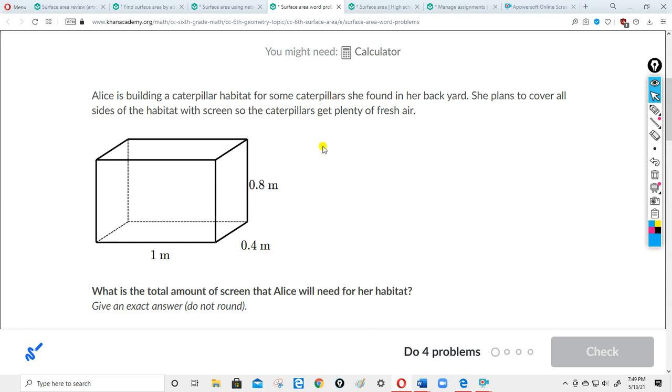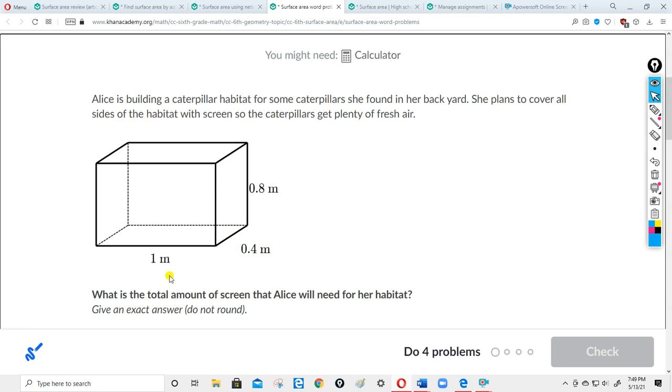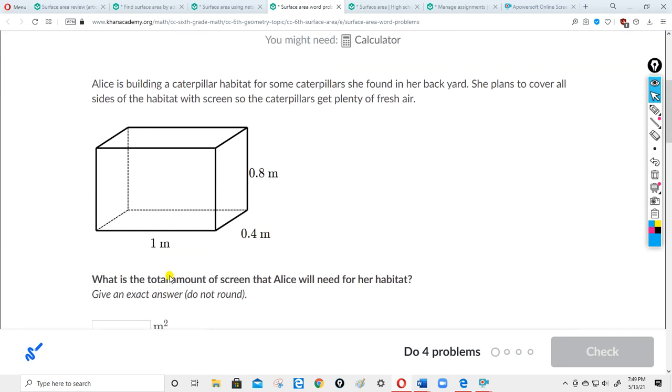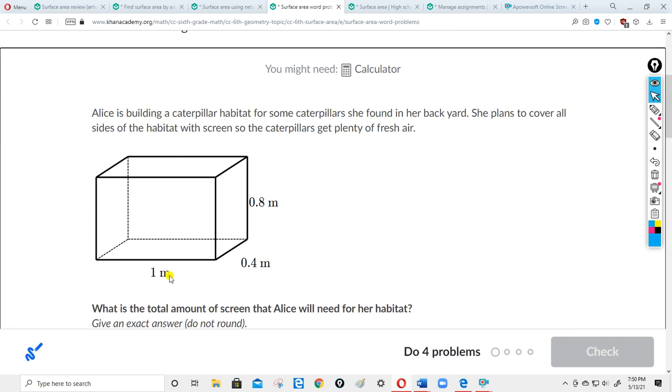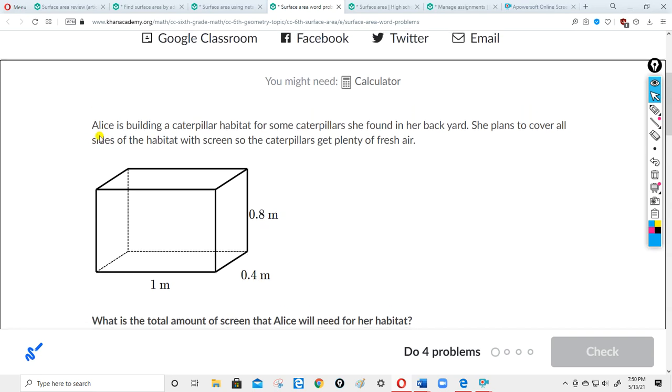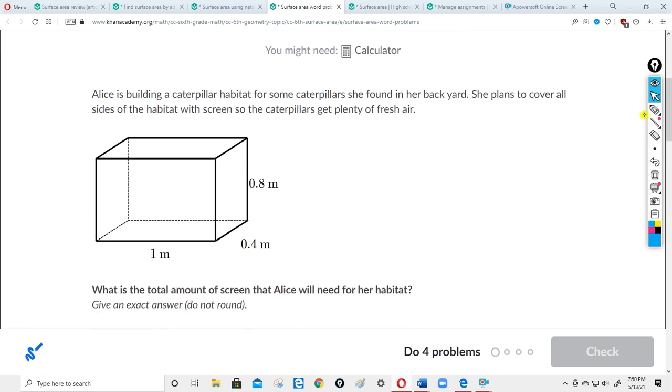Another rectangular prism here. She plans to cover all sides with screen so the caterpillars get plenty of fresh air. I guess that includes the bottom too. I'm not even sure. We'll see. So remember, for a rectangular prism, you use each number twice.